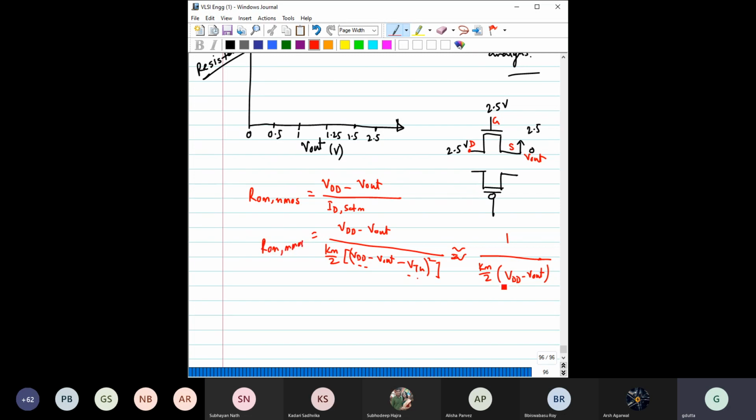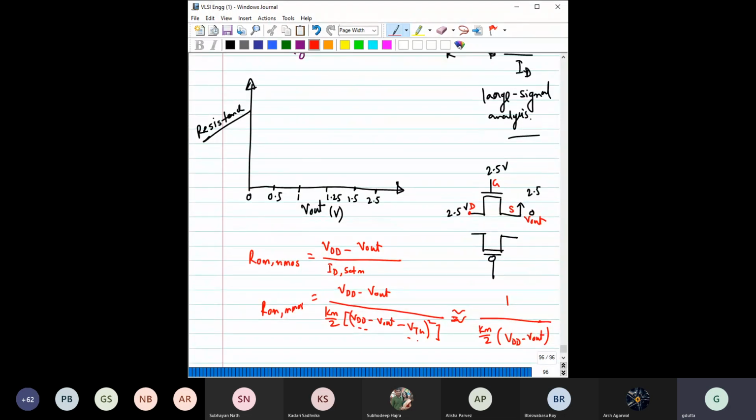If you plot this, suppose when V out is equal to 0, the resistance is 1 by Kn. When you increase V out, meaning it has started charging and this voltage is starting to build up, then this value is actually reducing. Earlier you have this 1 by the total V.